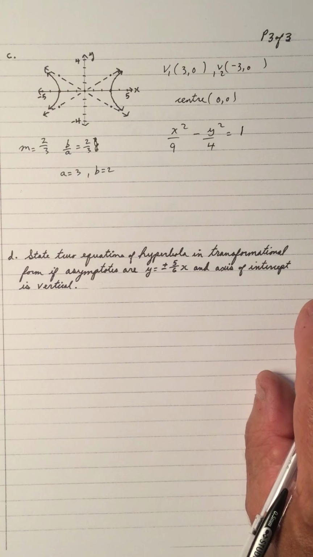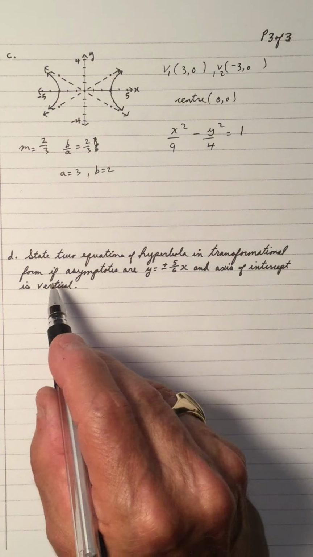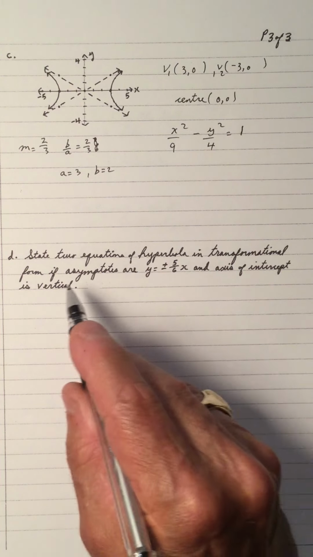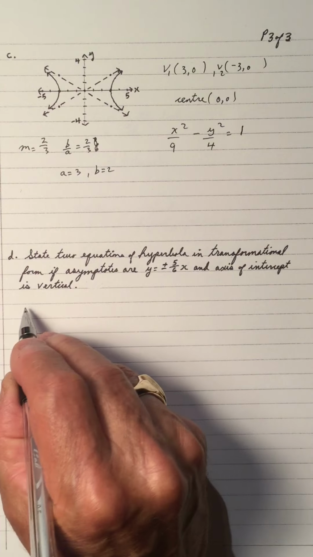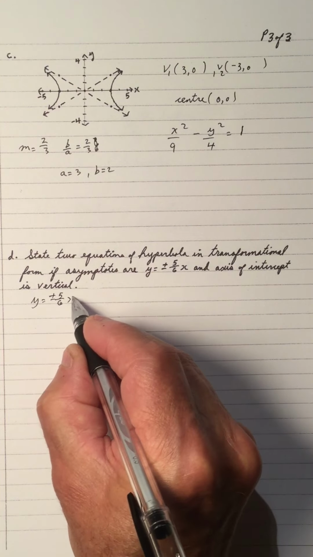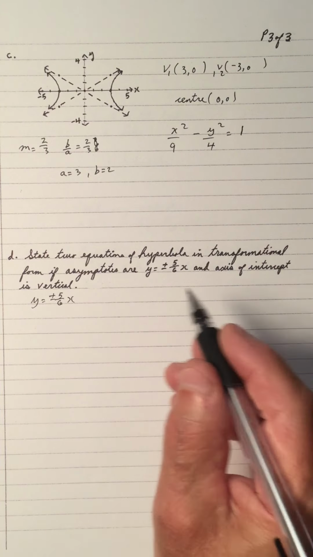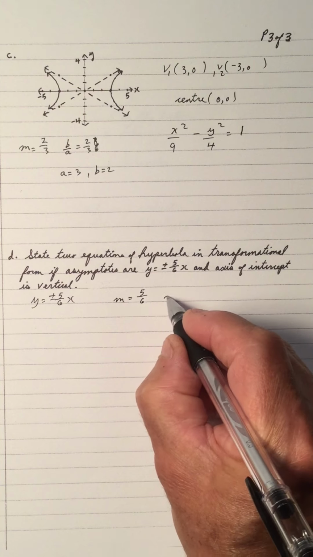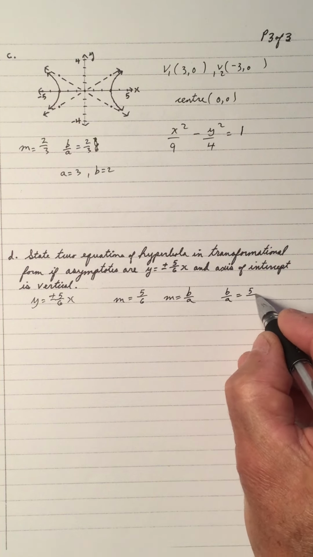Now we have a different question. State two equations of the hyperbola in transformational form, if the asymptotes are y equals plus or minus 5 over 6x, and the axis of intercept is vertical. Two equations. Well, what we mean is, let's explain. We have these asymptotes, plus or minus 5 over 6x. Notice that the slope is 5 over 6. Notice that the slope is the B over the A. So that means the B over A is 5 over 6.